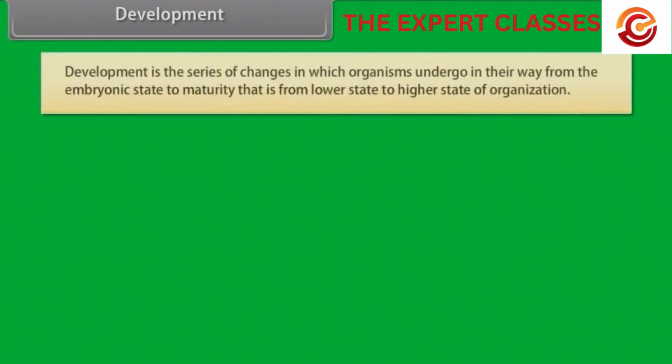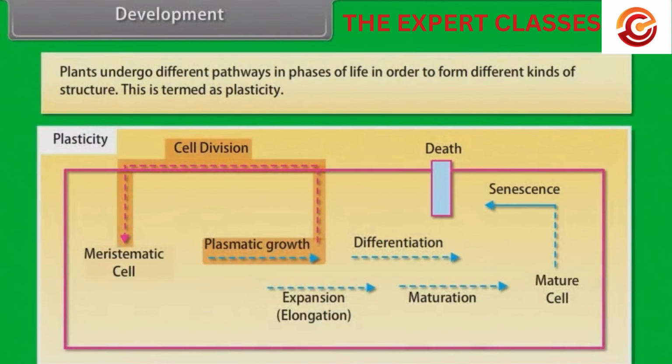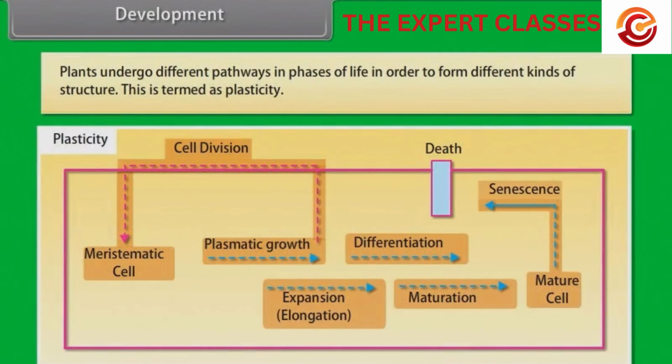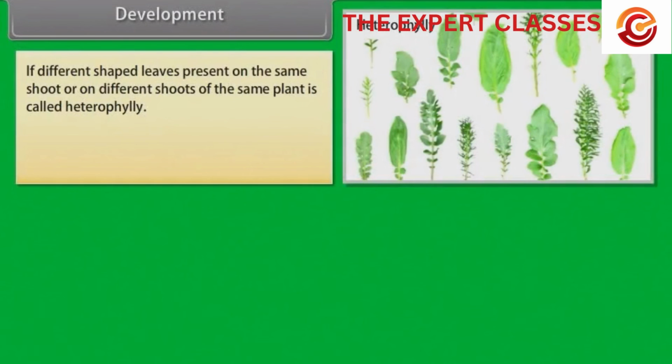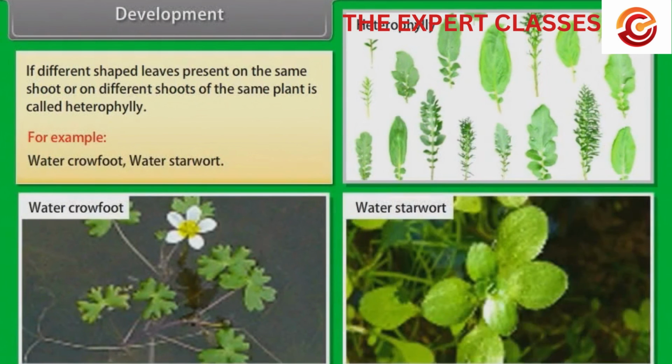Development. Development is the series of the changes in which organisms undergo in their way from the embryonic state to maturity, that is, from lower state to higher state of organization. Plants undergo different pathways in phases of life in order to form different kinds of structure. This is termed as plasticity. If different shaped leaves present on the same shoot or on different shoots of the same plant, it is called heterophylly. For example, water crowfoot, water starwort.